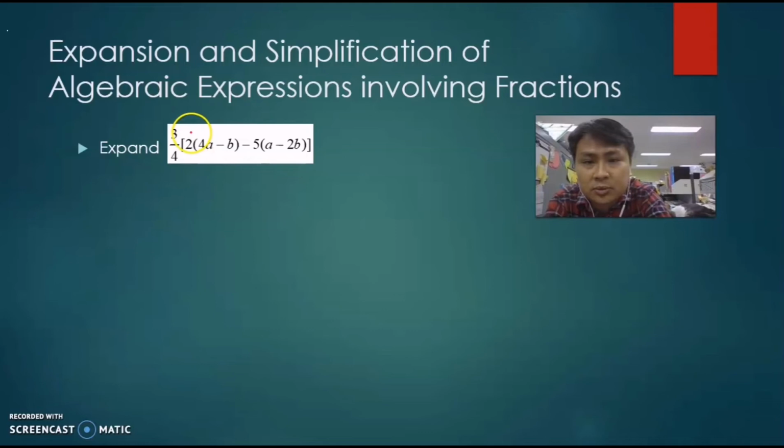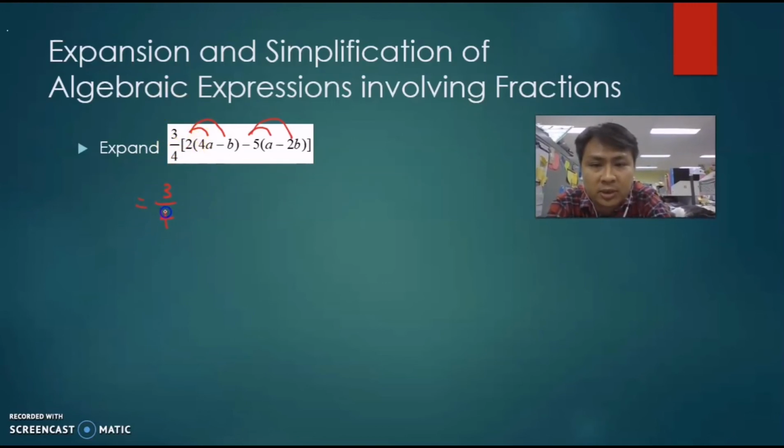So 2 is being distributed to 4a, 2 is being distributed to negative b. Same thing, negative 5 is being distributed to a, negative 5 is being distributed to negative 2b. Now when you write down the answer, you just copy down whatever you have. So 3/4 times with the open bracket, you just copy down whatever you have until you are starting with your distribution.